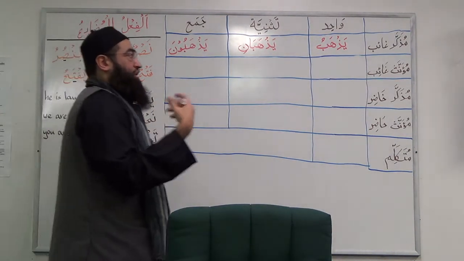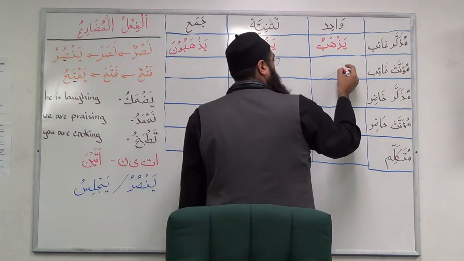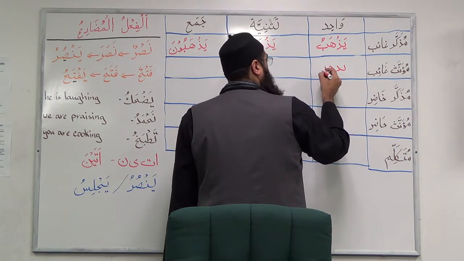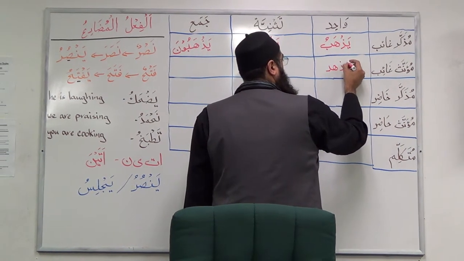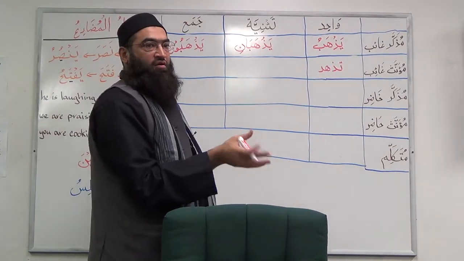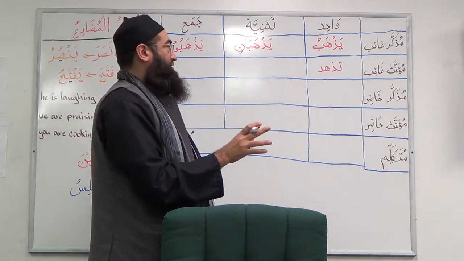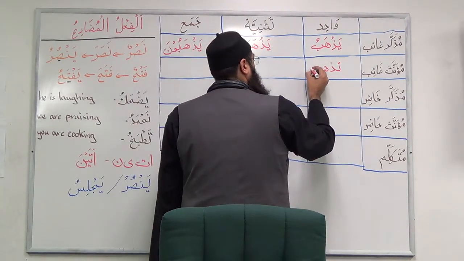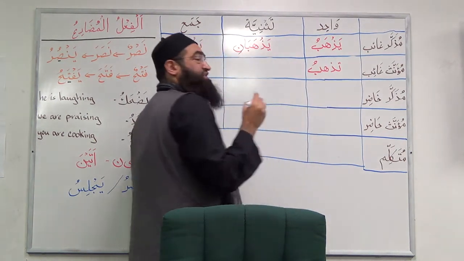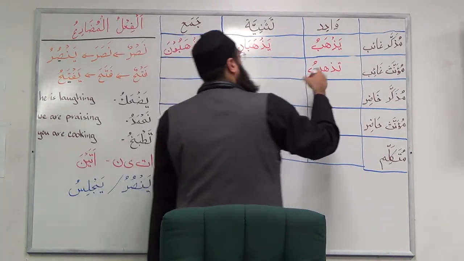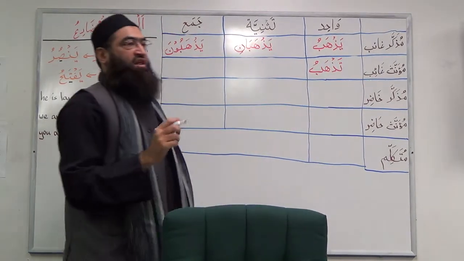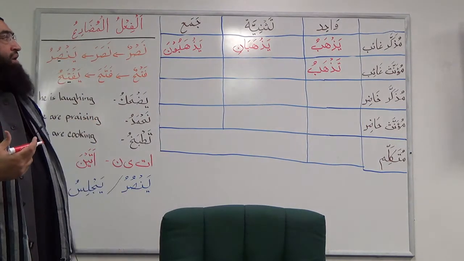Now this is mu'annath, so you're going to bring a ta. So, in the beginning there's a ta, and then the three root letters, dhal, ha, and ba. And then what are we going to do? Are we going to put anything after the ba? No. Only a dhamma. Good. So remember the madi was a fatha. So what did we do when we come to the mudari'? You just change the last letter to a rafa or a dhamma.